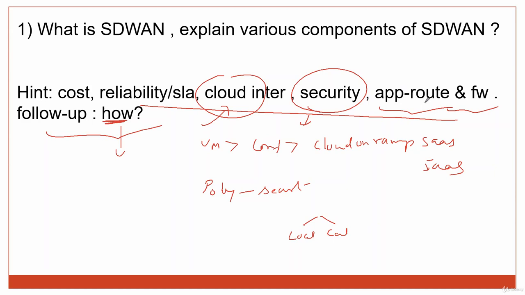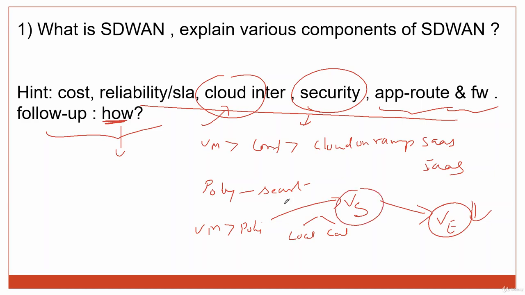So anyhow, the policy that you have to create from vManage, you can go to the policy section and create the policy. This will get pushed to vSmart, and then vSmart will push it to vEdge. If it is a data policy, it will be downloaded. Control policy will reside at the level of vSmart.